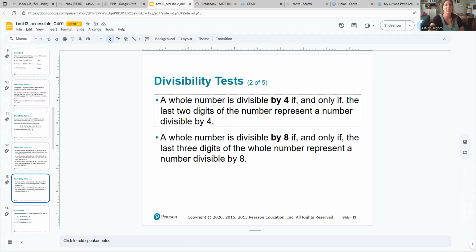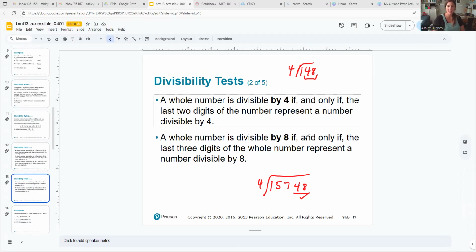A whole number is divisible by 4 if and only if the last 2 digits of the number are divisible by 4. An example for this: 148. Is it divisible by 4? Well, are these last two digits divisible by 4? Yes. Hopefully all of you know 4 times 12 is 48. So if I know these last two digits are divisible by 4, even if I have crazy other numbers in front of them, this whole thing is going to be divisible by 4.